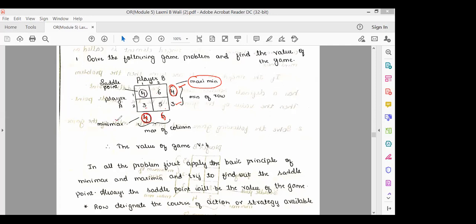Now you call this the minimax. The minimax value is the same as the maximin value. So the position of that element is (1, 1). Now this you call a saddle point.